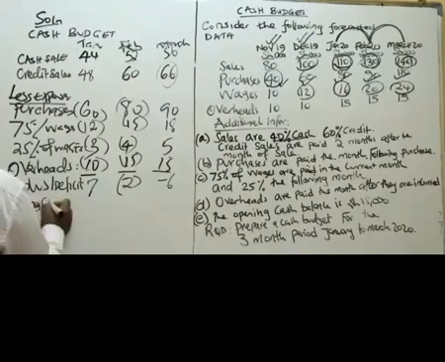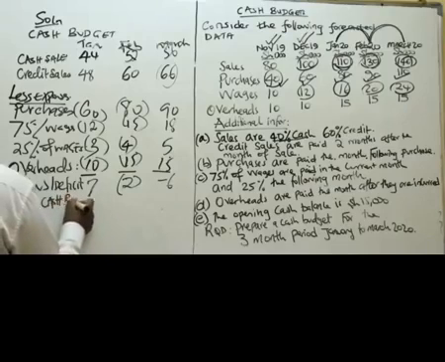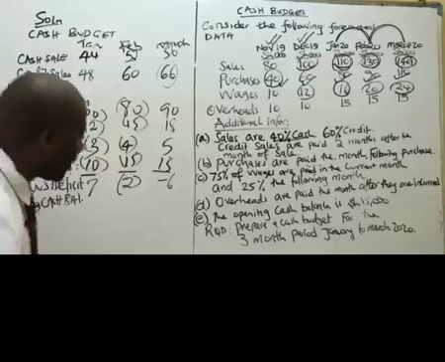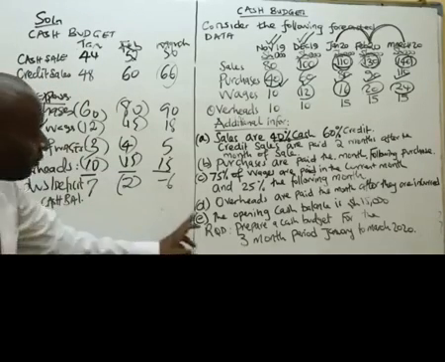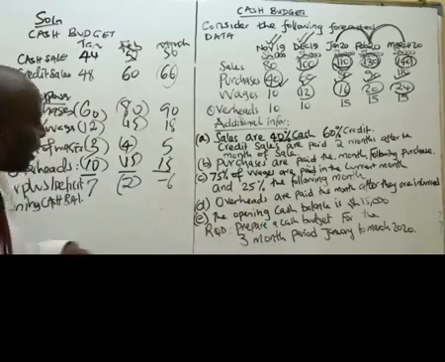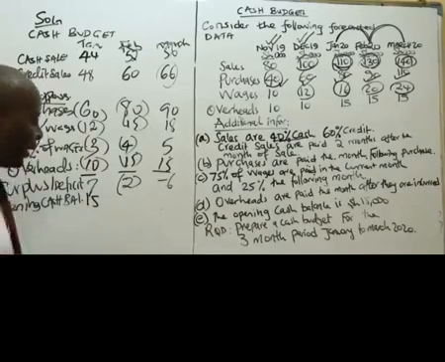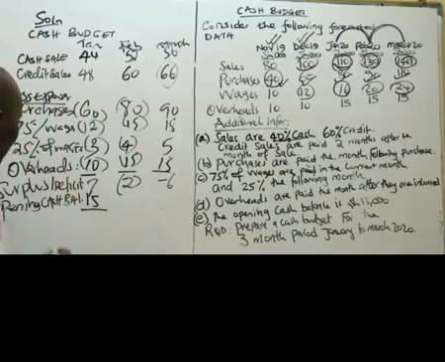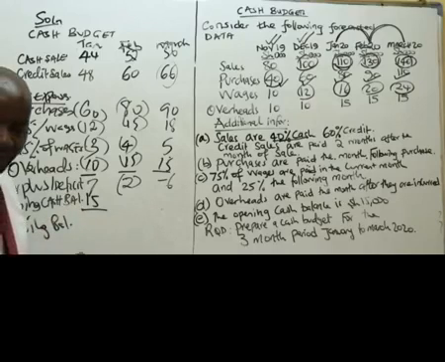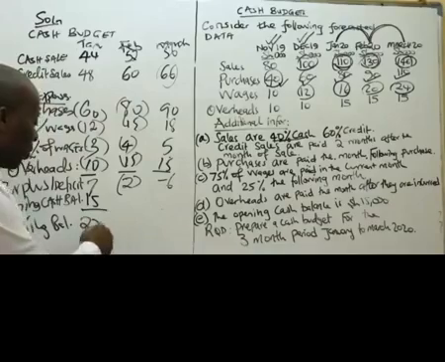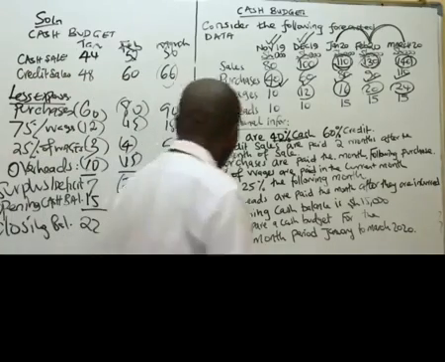Now give us the opening cash balance. Are you able to see the opening cash balance, ladies and gentlemen? The opening cash balance they have given us is 15. So meaning that the closing balance for January will be 7 plus 15. What is 7 plus 15? That gives me 22.